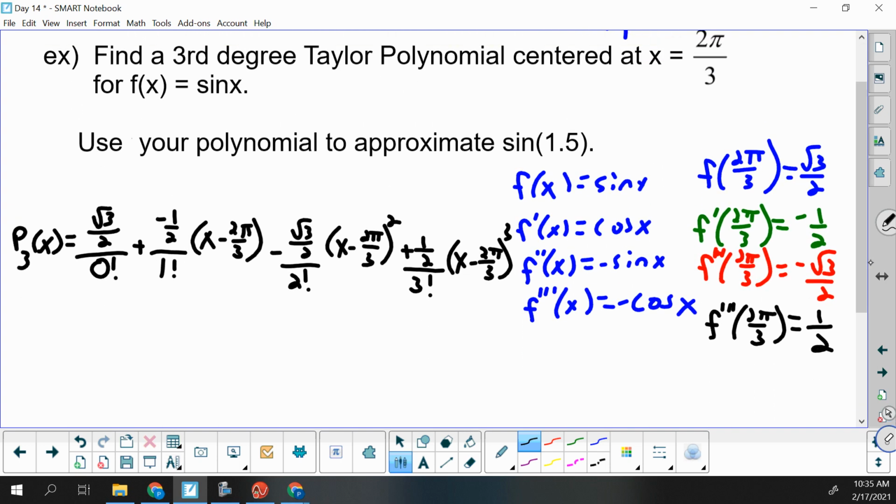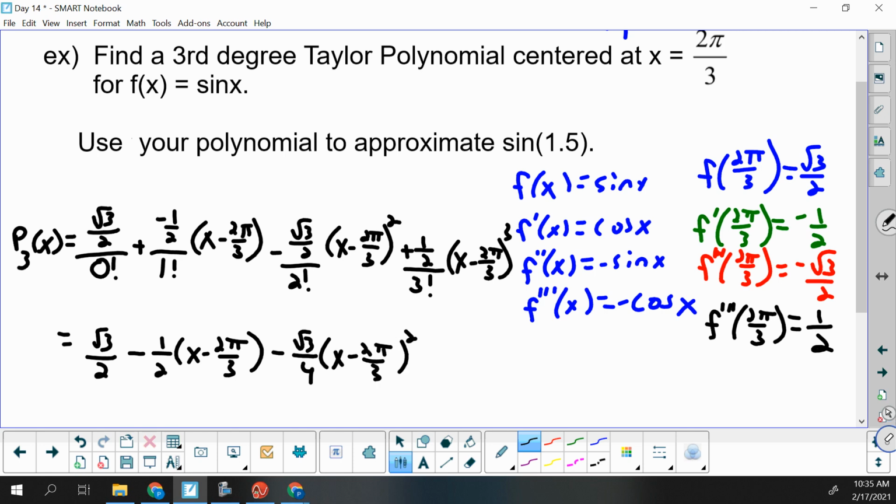So, free response question, you could leave it right like that if you wanted. Or you can neaten it up. The neatened up form, we'd have square root of 3 over 2 minus 1/2 x minus 2 pi over 3. 2 factorial is a 2, so when you divide by 2, we'd end up getting minus square root of 3 over 4, x minus 2 pi over 3 squared. 3 factorial is 6, so this would become 1/12 x minus 2 pi over 3 to the 3rd.